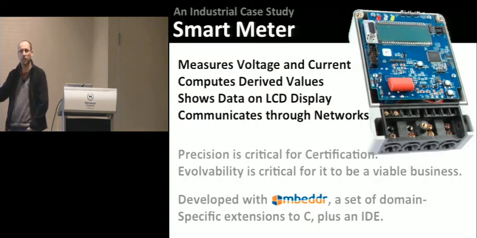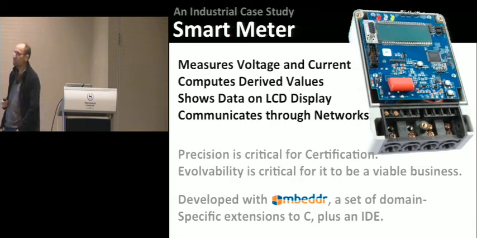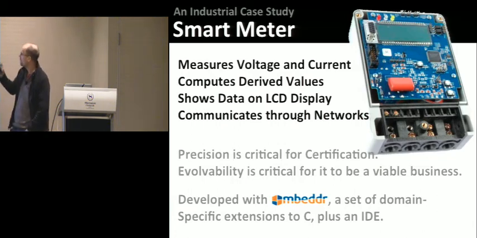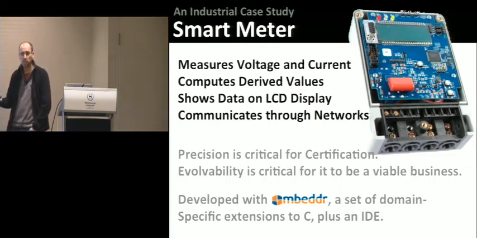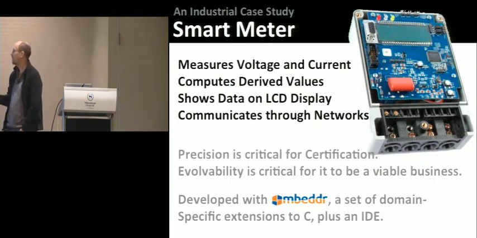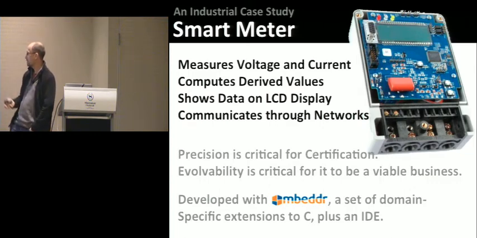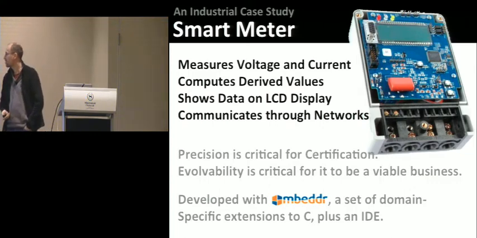It's something you plug into your electrical mains in order to measure voltage and current, compute various values, and communicate them back to the utility. One of the important aspects of this device is that precision is critical for certification. The software needs to be fast, and evolvability is critical to be a business success, so the software architecture and the implementation need to be flexible to some degree. And this thing has been developed with mbeddr, which is a set of domain-specific extensions to C.